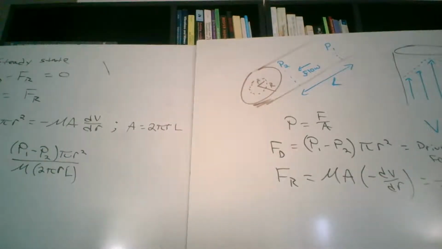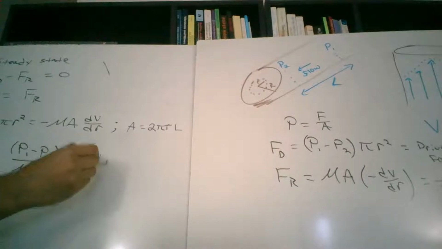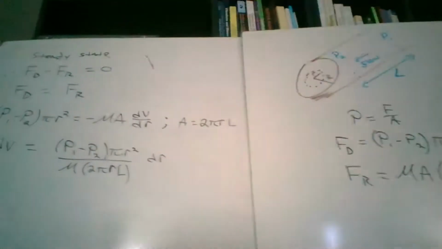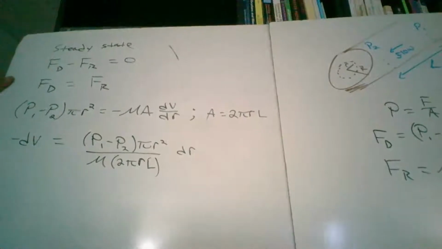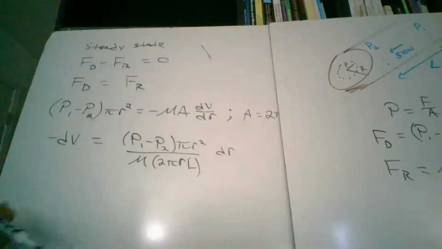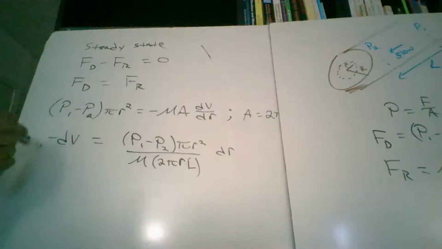Okay, so we have that. And am I missing anything? I've got to multiply this side by that dr as well. There we go. So I'm left with this equation right here. And then what could you do? You integrate both sides. You're going to integrate this side, you're going to integrate that side.